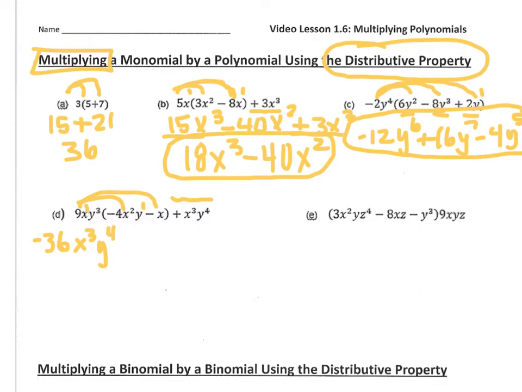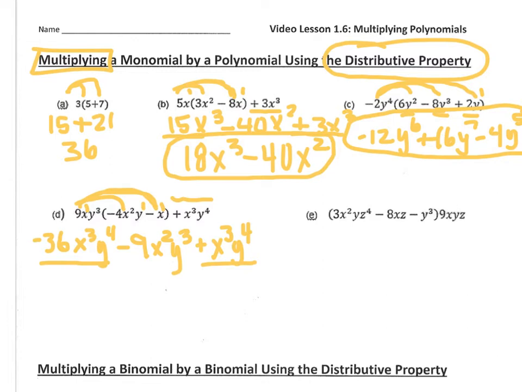Now we're going to multiply 9x to the first, y to the third, times negative 1x. 9 times negative 1 is negative 9. X to the first times x to the first is x squared. And y to the third, well, there's no y's over here to multiply by, so that just remains y to the third. And we have a plus 1x to the third, y to the fourth hanging off the end. We end up with these 3 terms. And if we look closely, we'll see that 2 of them have an x to the third, y to the fourth in them, which makes them like terms.